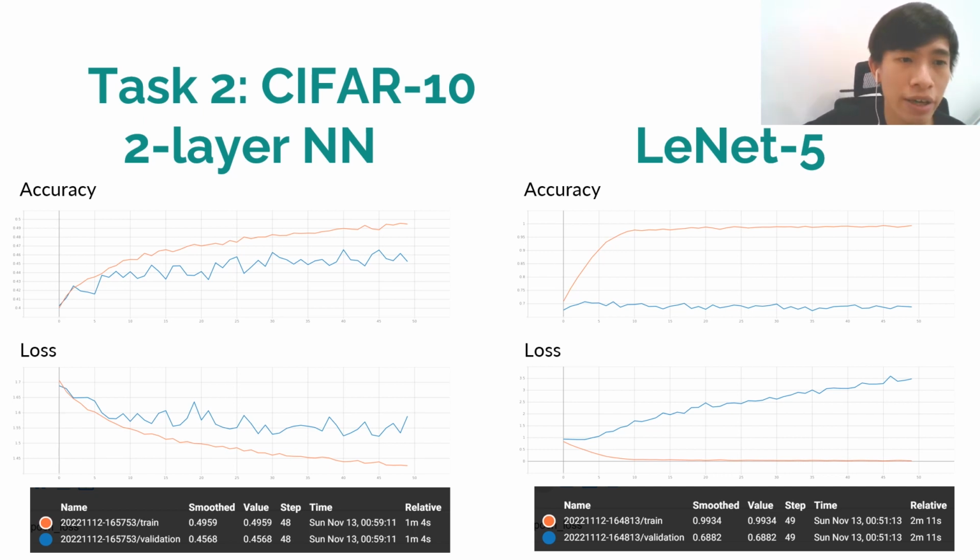As you can see, the accuracy for the two-layer neural network on the training phase is not that good. It's only around 45%. And on the validation phase, it's not that good either. It's only around 43%. Let's compare with the accuracy of LeNet-5.